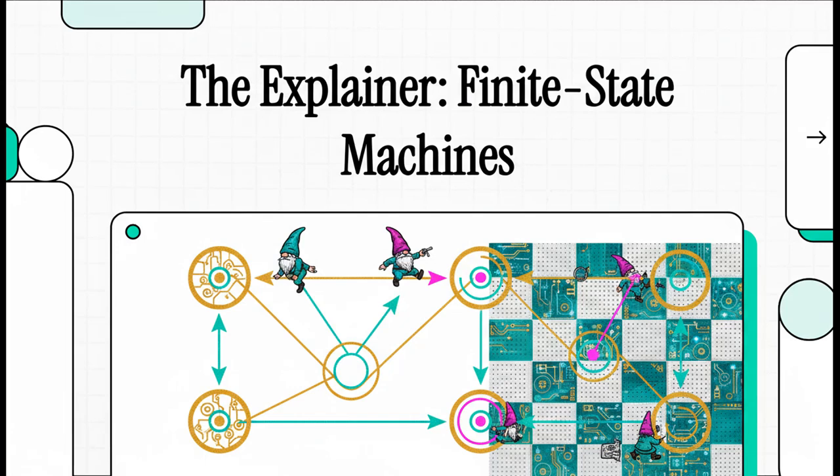Welcome to The Explainer. Today, we're going to decode the feed-in logic that powers, well, almost everything, from your coffee machine to the bad guys in your favorite video games. It's called a finite-state machine, and by the end of this, you'll see how this really simple idea is one of the absolute cornerstones of our digital world. All right, let's dive in.